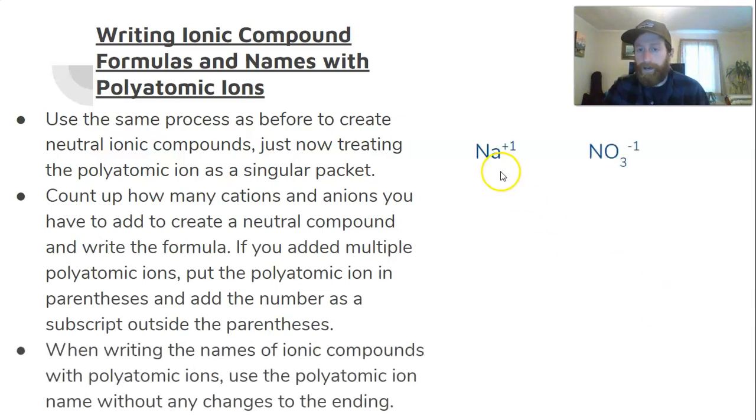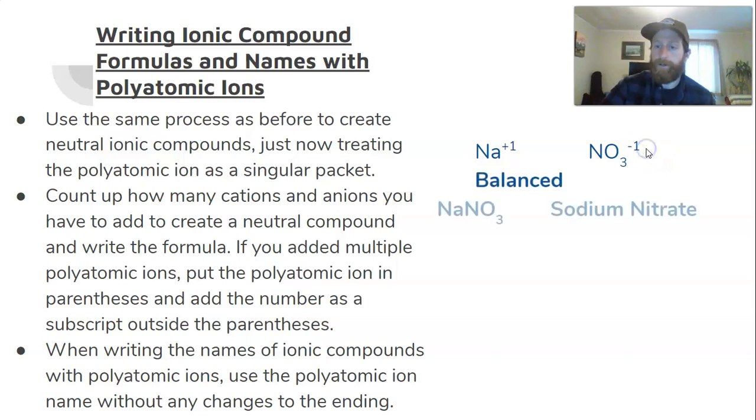So there are my two ions, my cation of sodium and my anion of nitrate. And then I ask myself, is it balanced overall? Well, yes, the +1 of sodium cancels out the -1 of the nitrate. So it's already balanced, and my formula would just be NaNO3. In other words, 1 sodium cancels out 1 nitrate. You don't have to add any extra subscripts. And if I were to read the name of that compound, I would say that that is sodium nitrate.